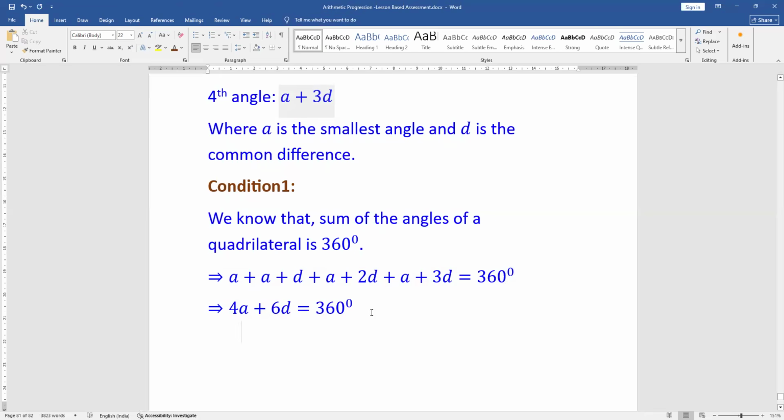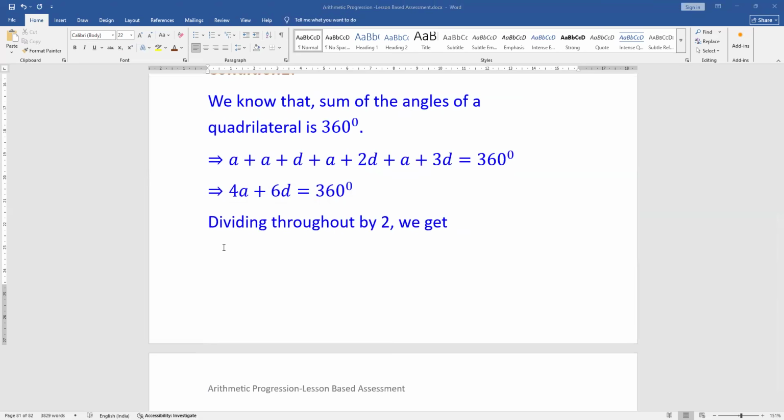Okay? After that, the next step: if you look at these numbers, all these numbers are divisible by 2. So in my next step, I write dividing throughout by 2. We get 4A divided by 2 is 2A, 6D divided by 2 is 3D, equals 360 divided by 2. It will be equal to how much? 180. Right. So write 180 degrees. I'm going to call it equation 1.